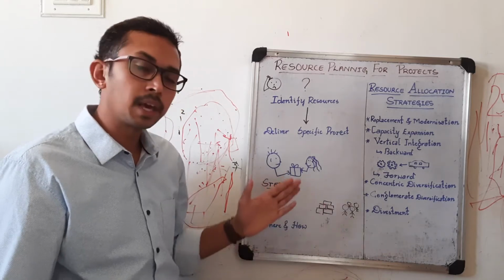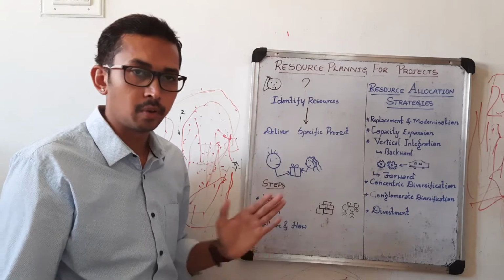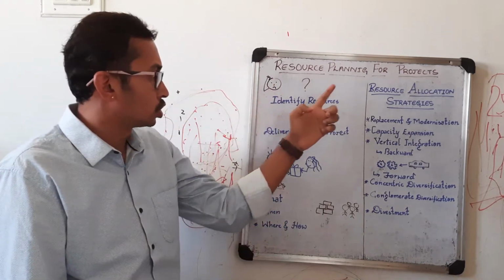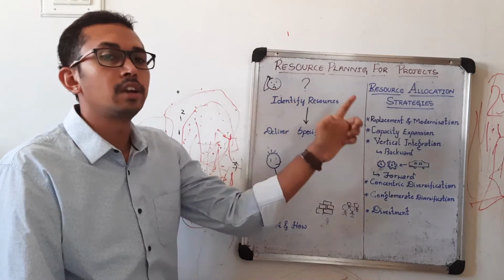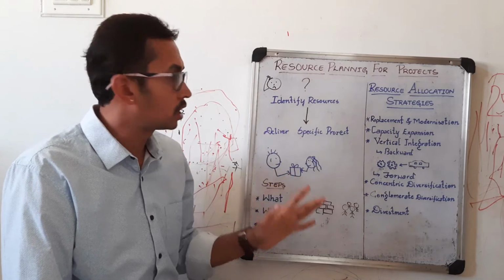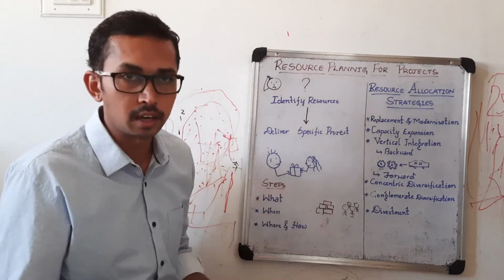So these are the main 3 steps in resource planning. Have you got this? Let me define it: resource planning is a process of identifying the resources to deliver the specific project. So that we call resource planning and the various steps included in it.